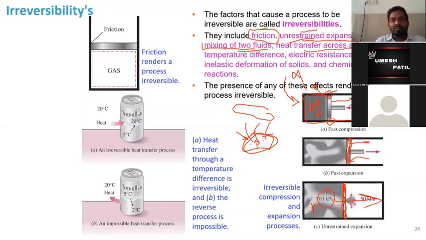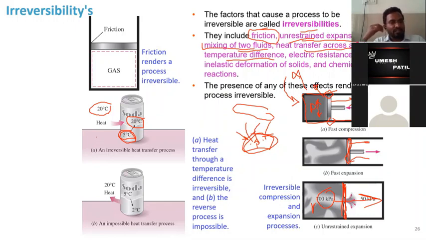Heat transfer across a finite temperature difference. Suppose there is a can that is at a temperature of 5 degrees Celsius, and the atmospheric temperature is 20 degrees Celsius. If you keep this can in the open atmosphere, its temperature will increase and become 20 degrees Celsius. Now, for any duration, if I keep that can in the open atmosphere, can I attain that 5 degrees Celsius again? No, right? So that is the cause of irreversibility, heat transfer because of a finite temperature difference.